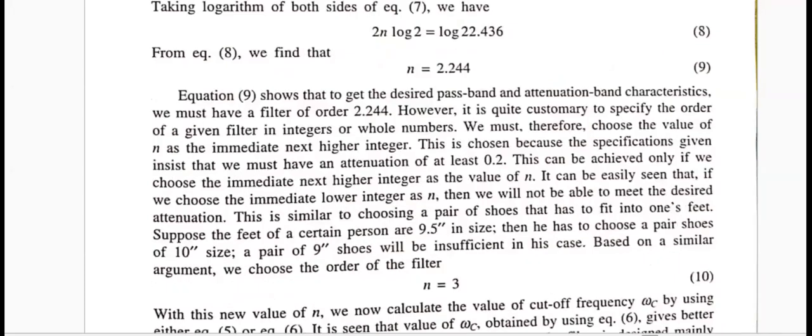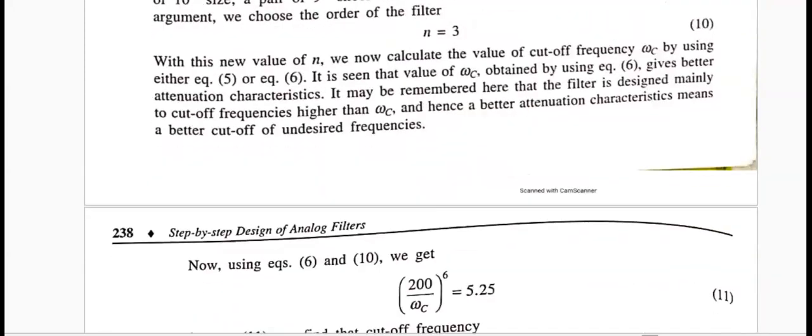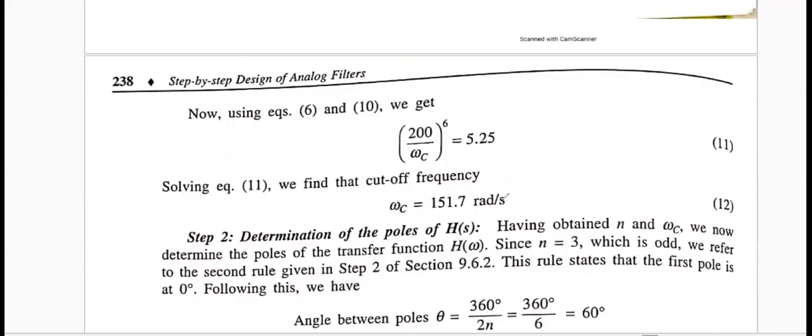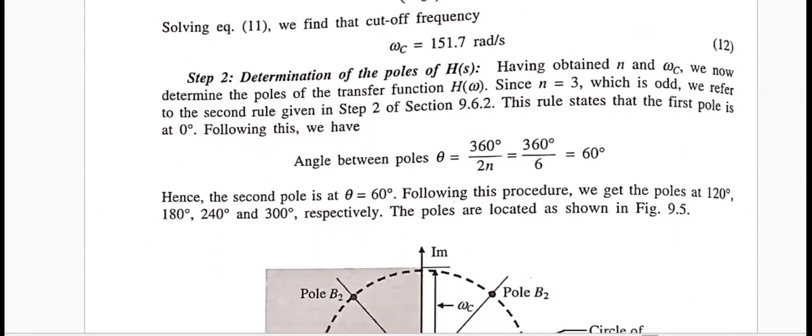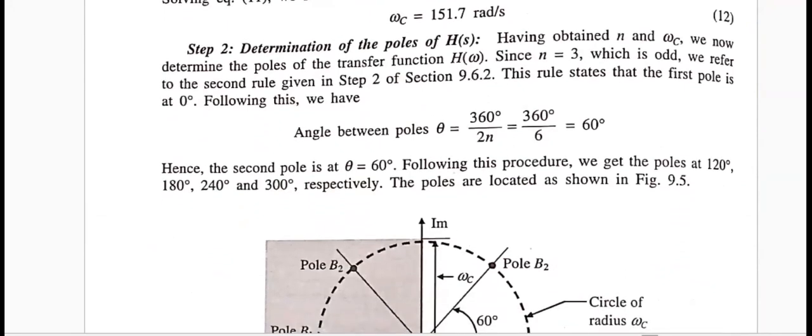By choosing n equal to 3, now you can find the value of omega c, which is 151.7 radian per second. Okay, so this is the first step. Now we need to determine the value of H s, and this is very plain and simple, because n is equal to 3. Now the total number of poles is equal to 6.